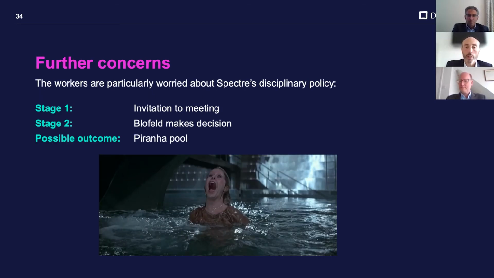They've got some further concerns outside their contract as well, and they're particularly worried about Spectre's disciplinary policy, which effectively reads: stage 1, invitation to meeting; stage 2, Blofeld makes a decision; possible outcome, ejection into piranha pool.